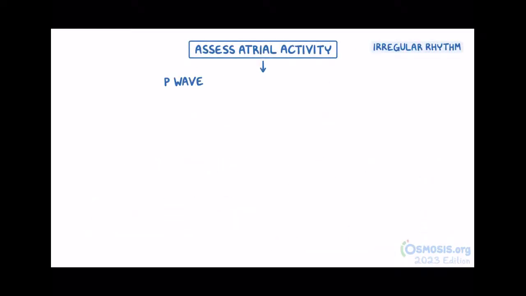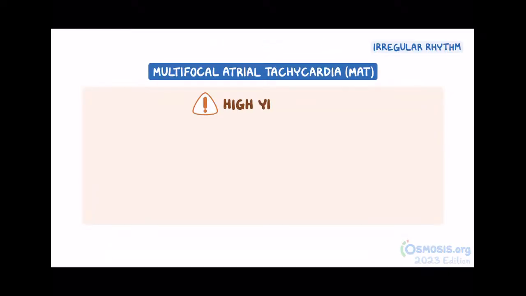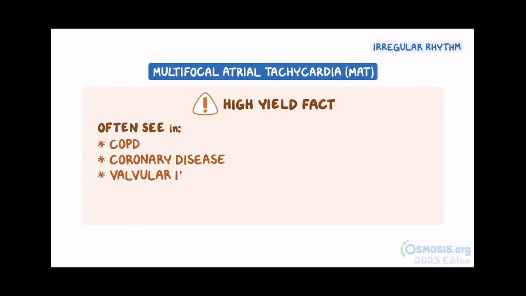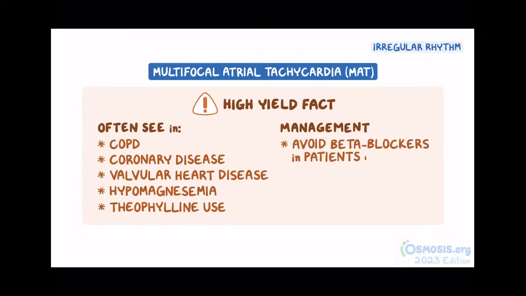On the other hand, if you see P waves that have 3 or more distinct morphologies, you're dealing with multifocal atrial tachycardia, or MAT for short. Here's a high-yield fact. MAT is often seen in pulmonary disease like COPD, coronary disease, and valvular heart disease, as well as hypomagnesemia and theophylline use. Management of the underlying condition will sometimes terminate MAT. Be sure to avoid beta blockers in patients with pulmonary disease.